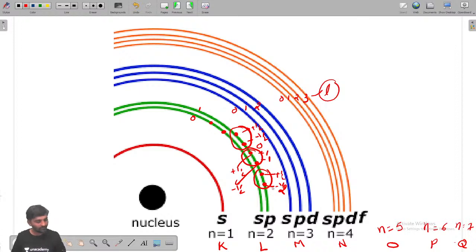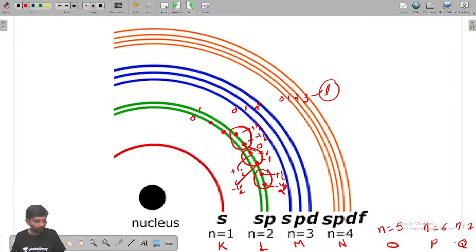What is the difference between shell and subshell? Combining all these subshells is called a shell. For n is equal to 1, you have only one shell. It doesn't have any subshells.